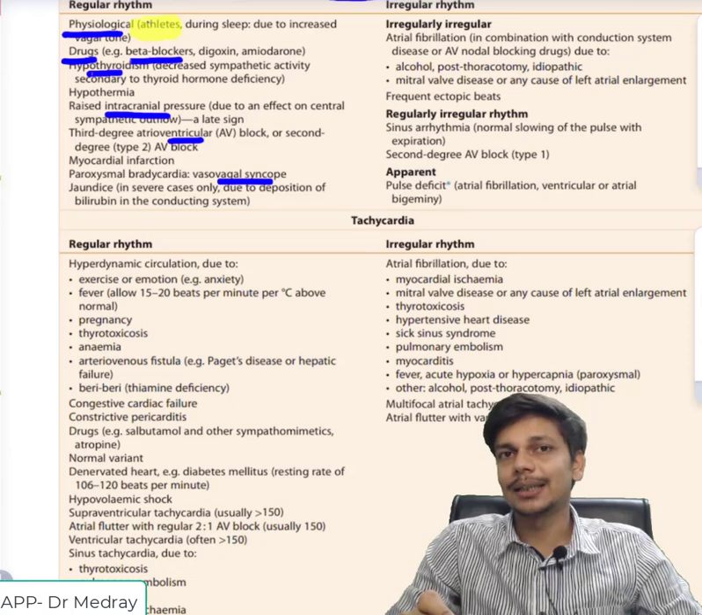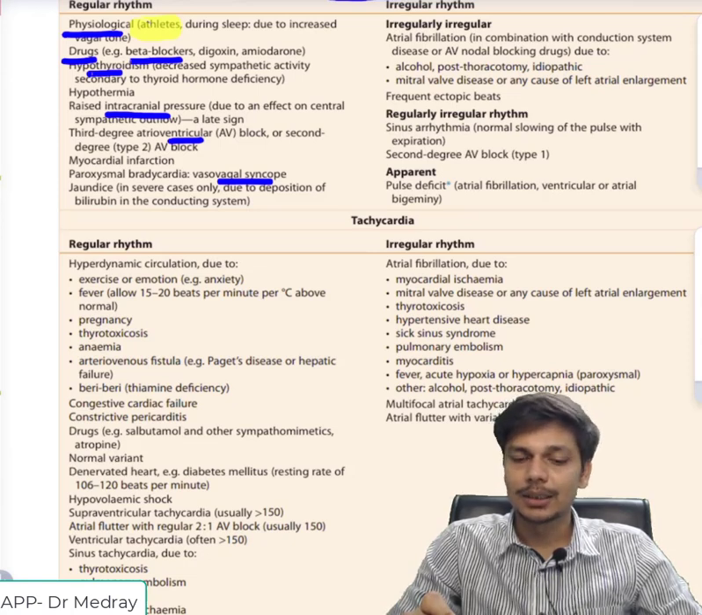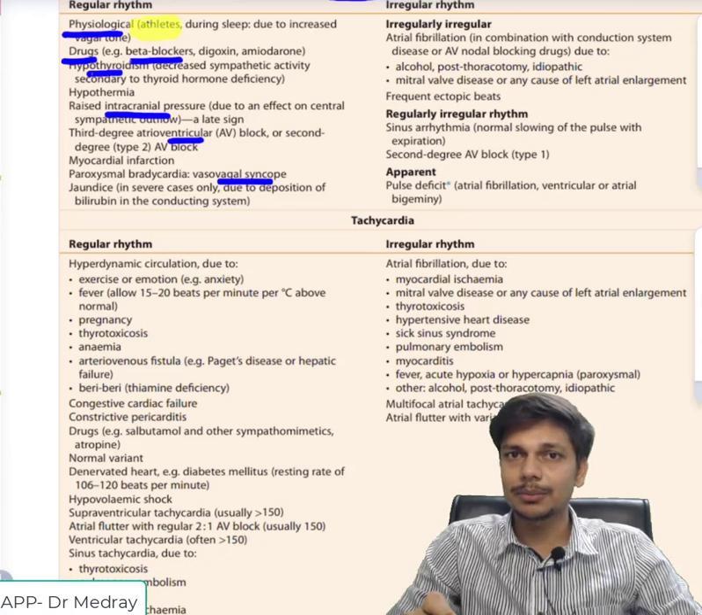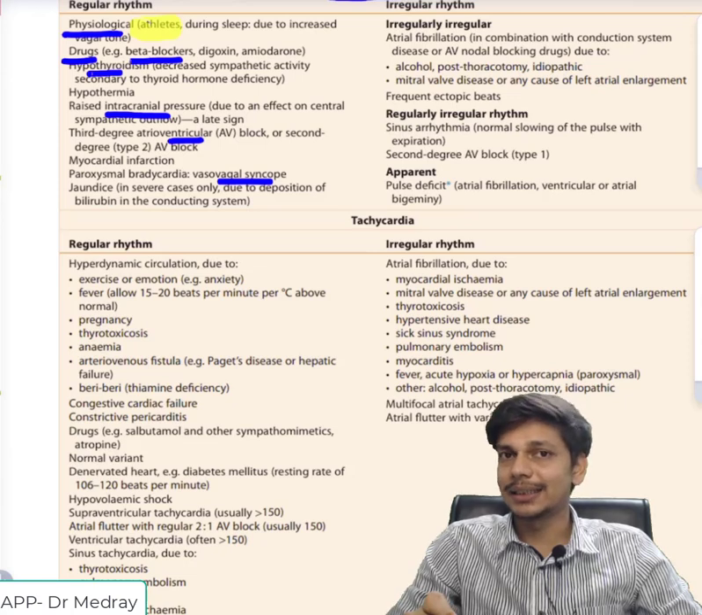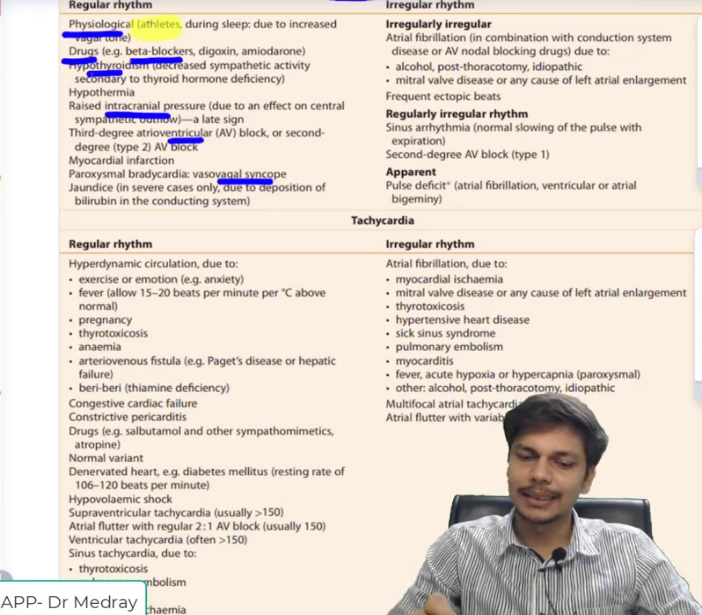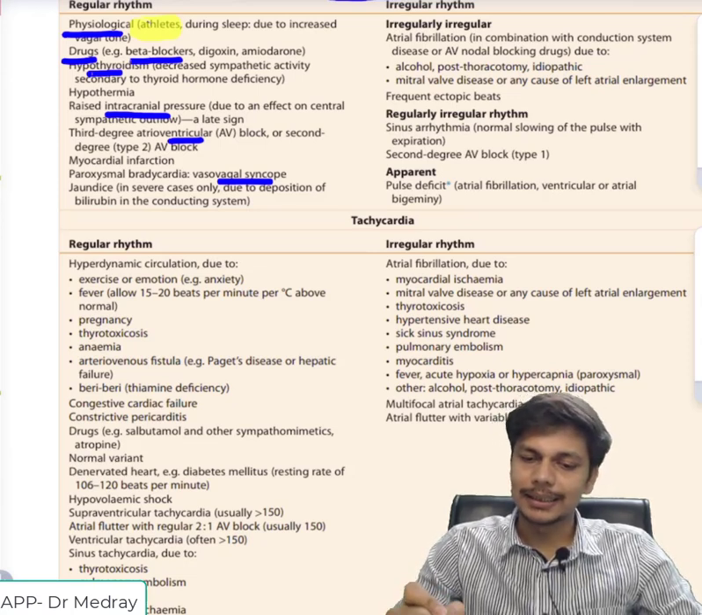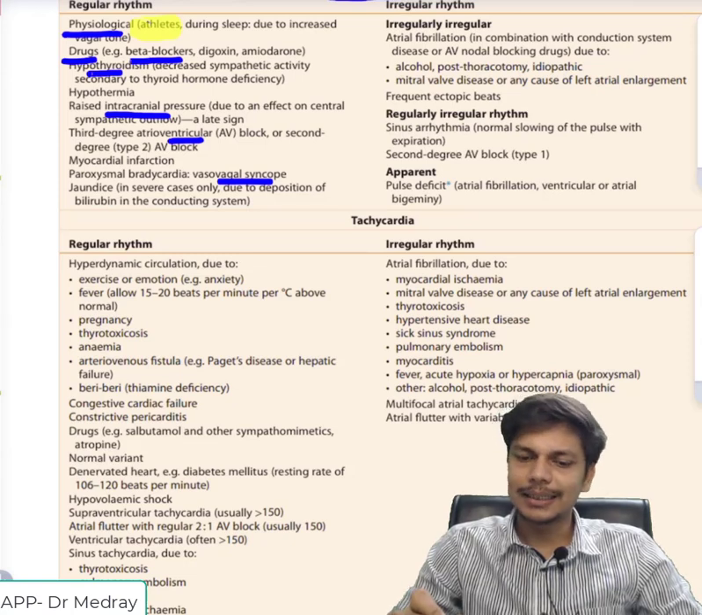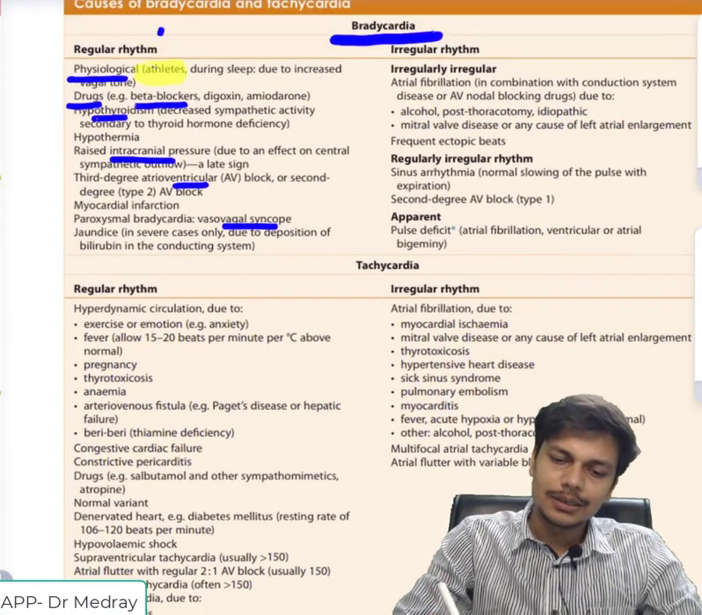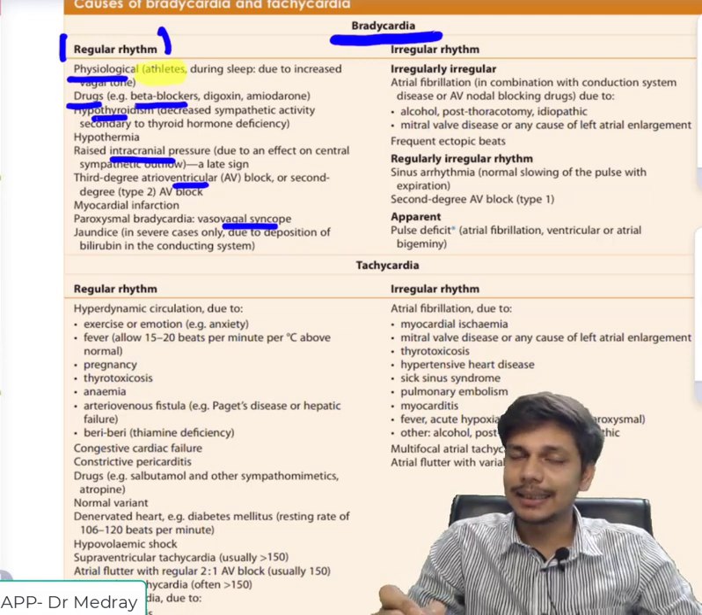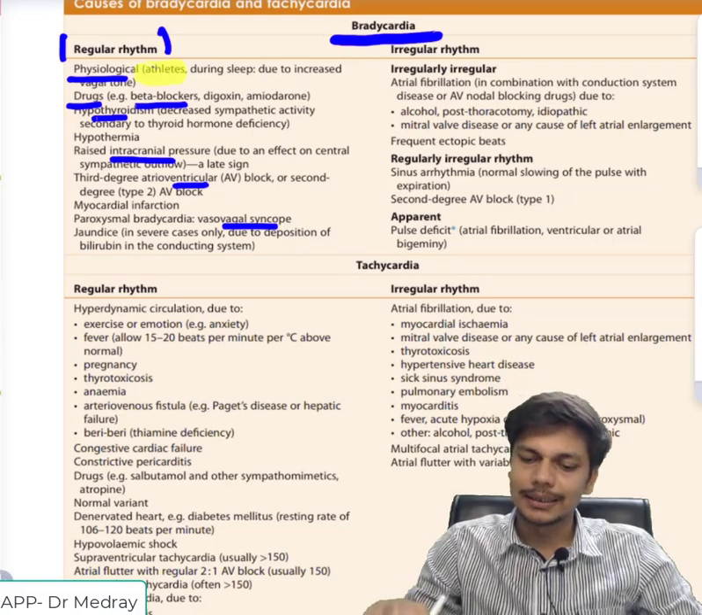If the patient is in a state of prolonged standing in a closed room, the vagal tone may increase and the patient may have syncope and bradycardia. So all the causes are not important, but some of the important causes are: physiologically, the patient may have bradycardia in athletes and during sleep. Hypothyroidism can cause bradycardia. Heart blocks can cause bradycardia. Raised ICT can cause bradycardia. And these are the causes of bradycardia with a regular rhythm. We will discuss rhythm later, so we will not concentrate on the rhythm here. So these are the important causes of bradycardia.